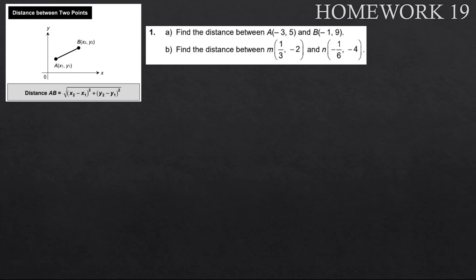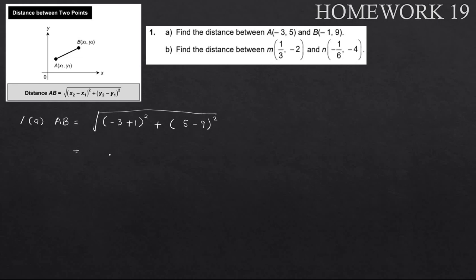Okay, let's try question 1a. Find the distance between point A, (-3, 5), and point B, (-1, 9). From the formula, we want to calculate the distance from A to B, which equals the square root of (x2 minus x1) squared, so (-3 minus 1) squared, plus (y2 minus y1) squared, so (5 minus 9) squared, everything under the square root.